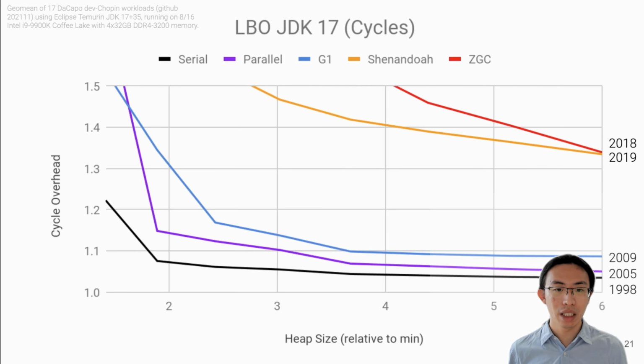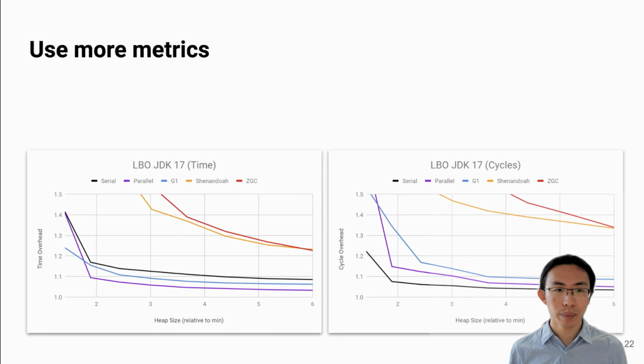If we look at the year each of these collectors was introduced into OpenJDK, it is alarming. We are going backwards. The newer the collectors, the higher the overhead. There's more. If you look at these two metrics side by side, it reveals some crucial trade-offs that you can't see in a single metric.